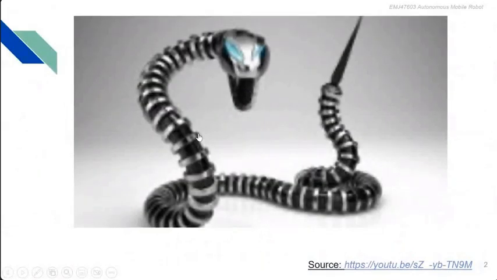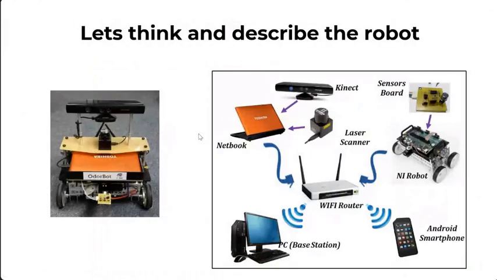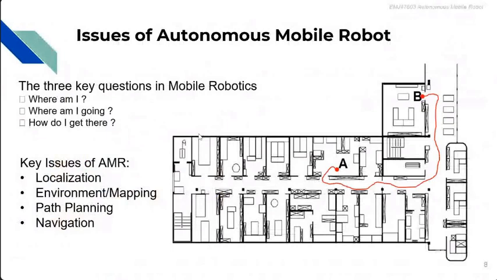Okay, so now, before that, when we talk about autonomous mobile robots, there are 4 key issues that you need to consider. The first one is localization. Second one is environment and mapping. Third one is path planning. And the last one is navigation.